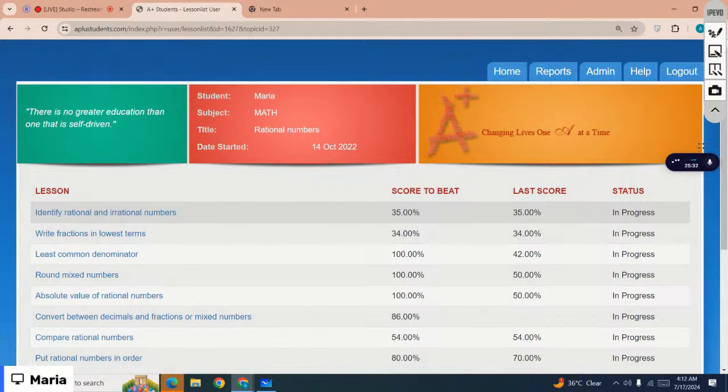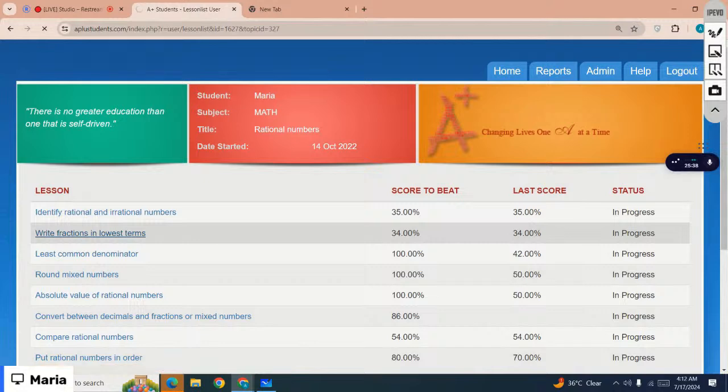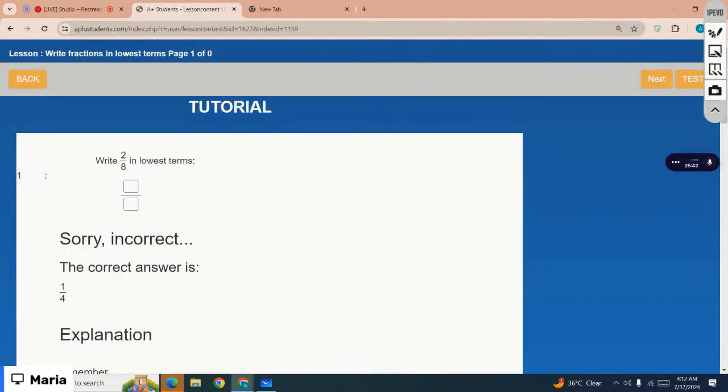The next one is write fractions in lowest terms. We're going to learn how to write fractions in lowest terms. Let's start with an example. For example, you need to write 2 by 8 in lowest terms. So how do you write it?